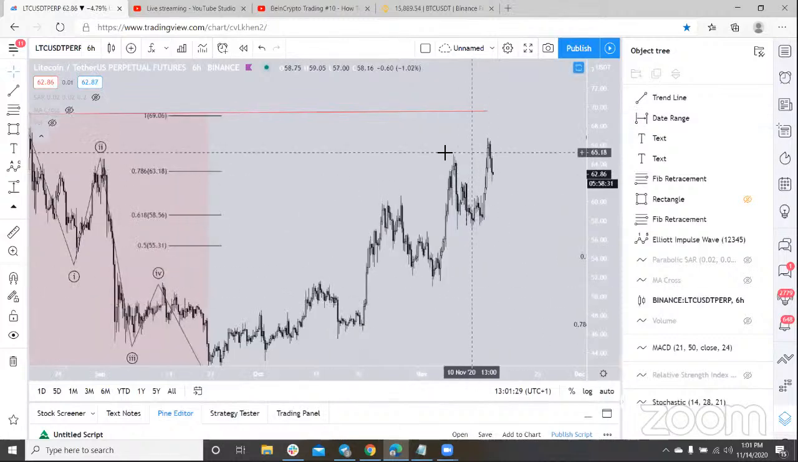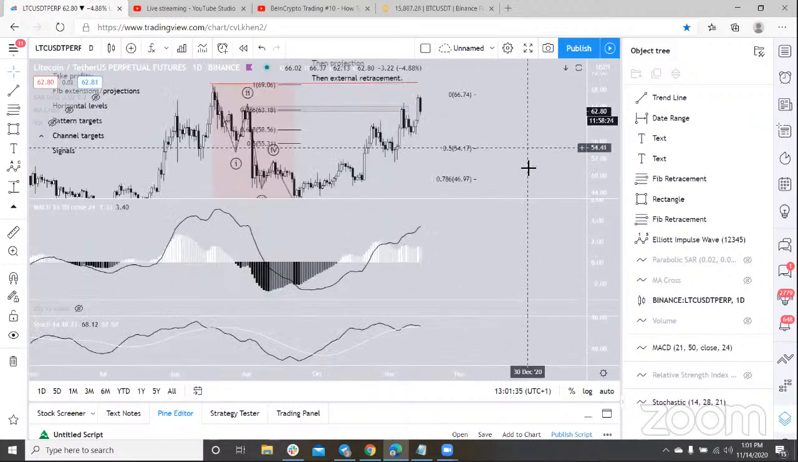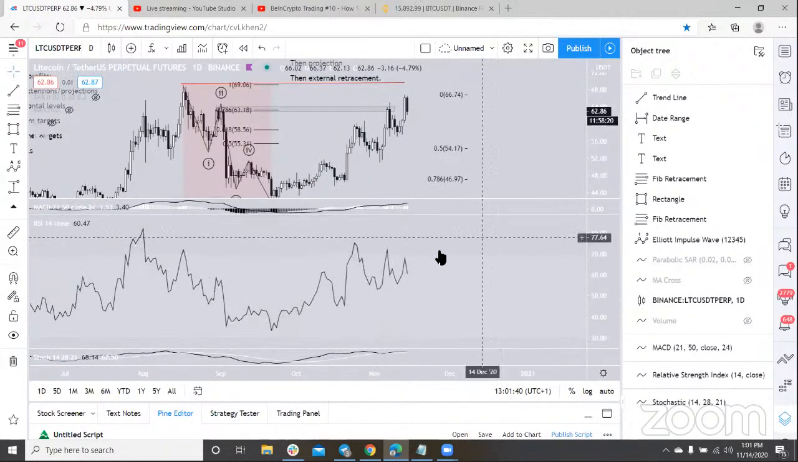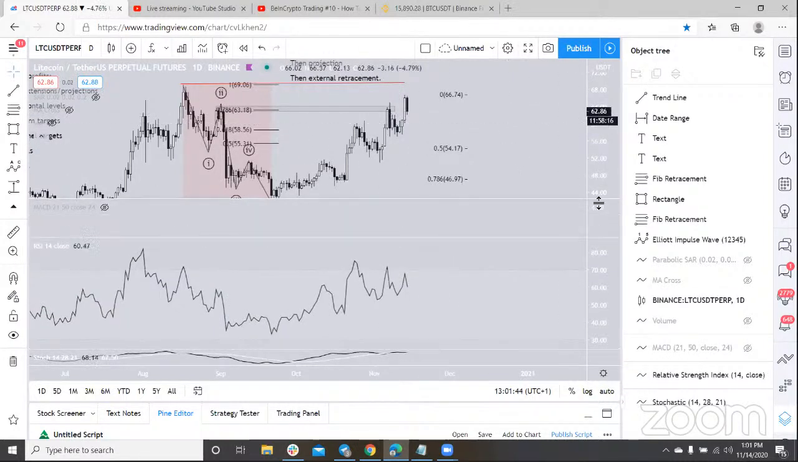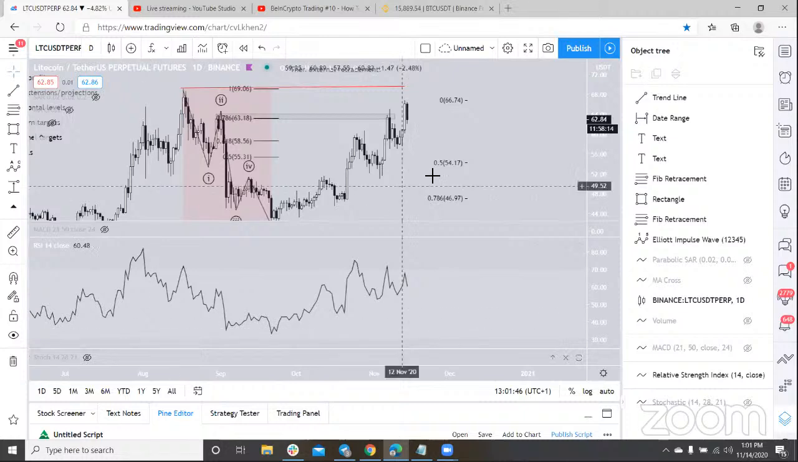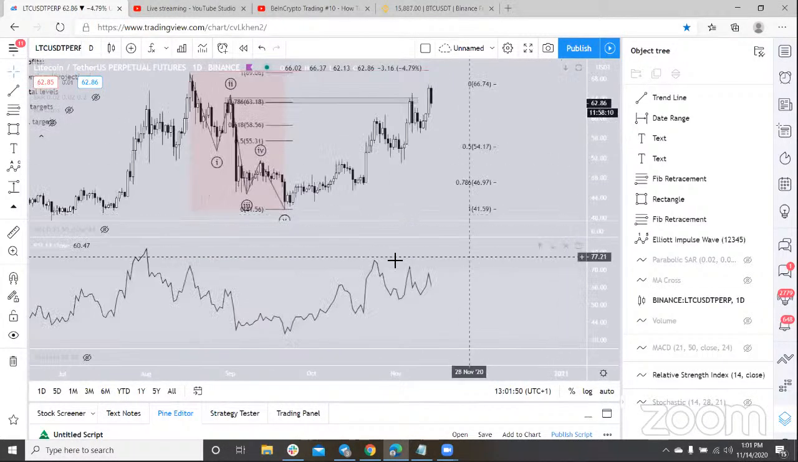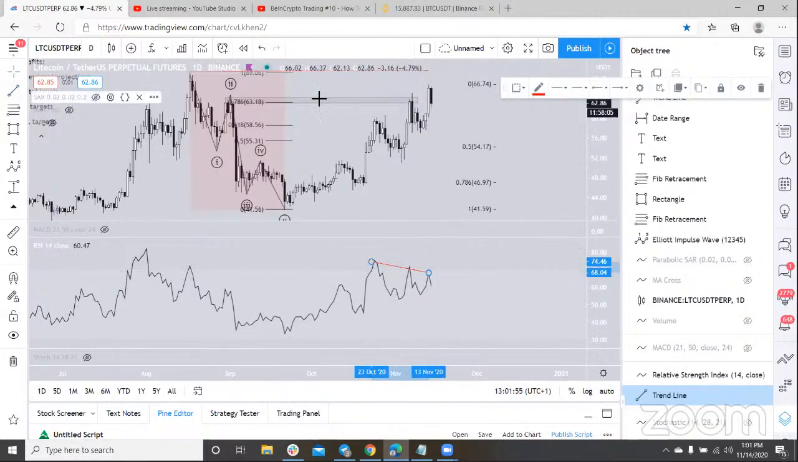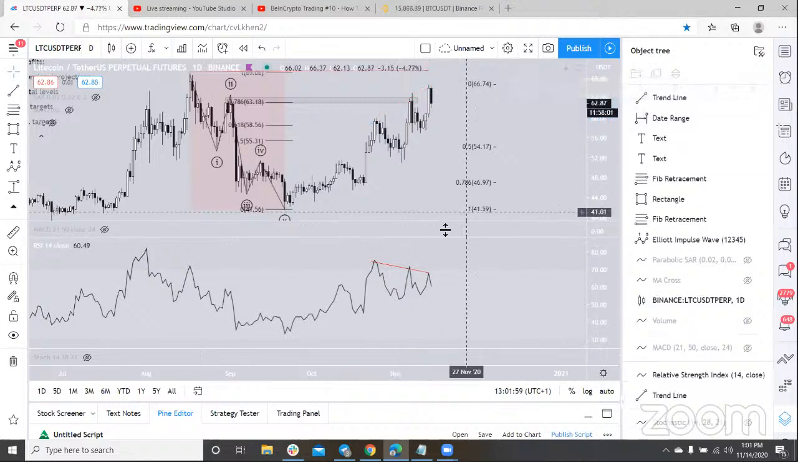Now, one final thing about this I forgot to mention. Yes, we had the target here, but there is also a triple bearish divergence here. So don't just focus on fibs and Elliott wave. You can also use whatever indicators you like. If you have a triple divergence here, it just reinforces your belief that this is going to turn down.